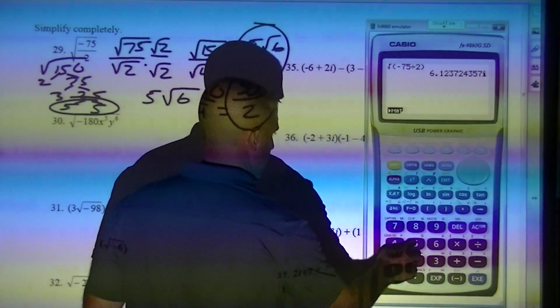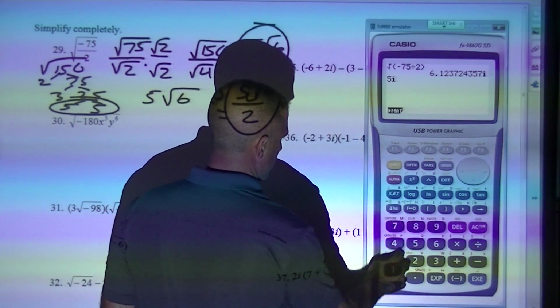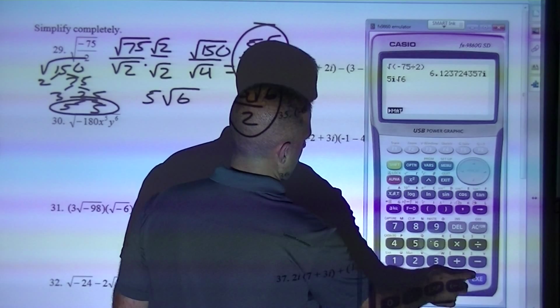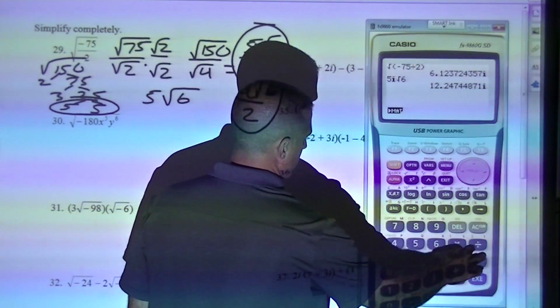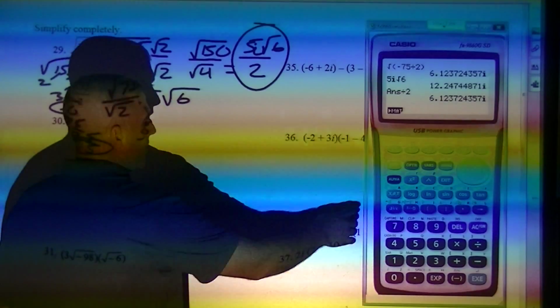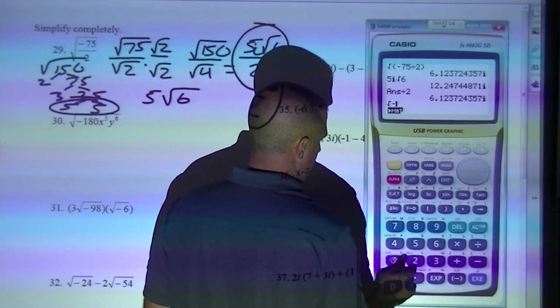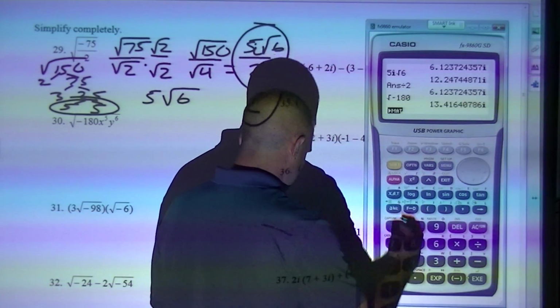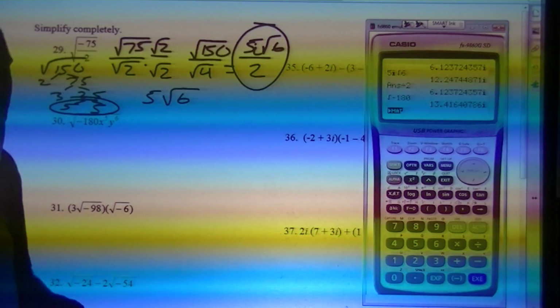So once again, if you wanted to check this, you absolutely could. Then divide it by 2, and you'll notice you got a match. Okay, square root of negative 180. I got an i, so I know my final answer has an i.